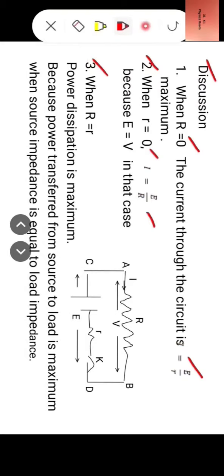Third, when external load resistance R is equal to source resistance, that is internal resistance of the cell, then power dissipation is maximum, because power transferred from source to load is maximum when source impedance is equal to load impedance. Here source impedance is small r and load impedance is capital R. Since the two are equal, therefore power dissipation is maximum.